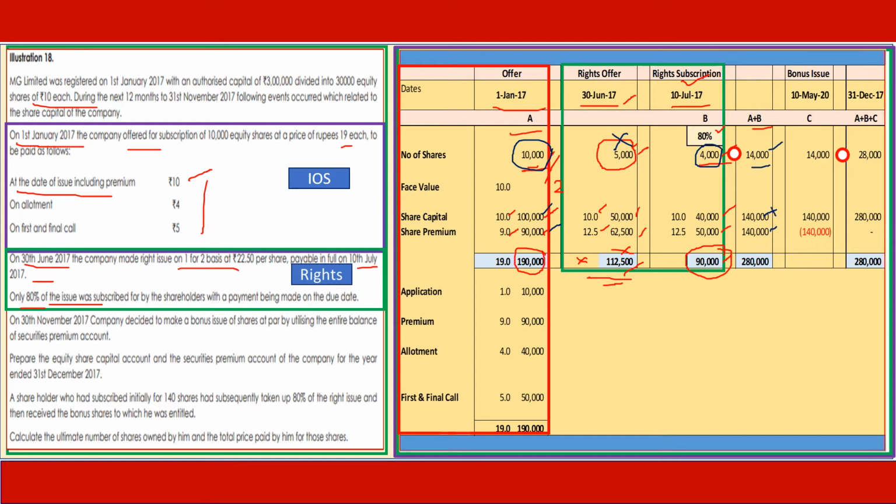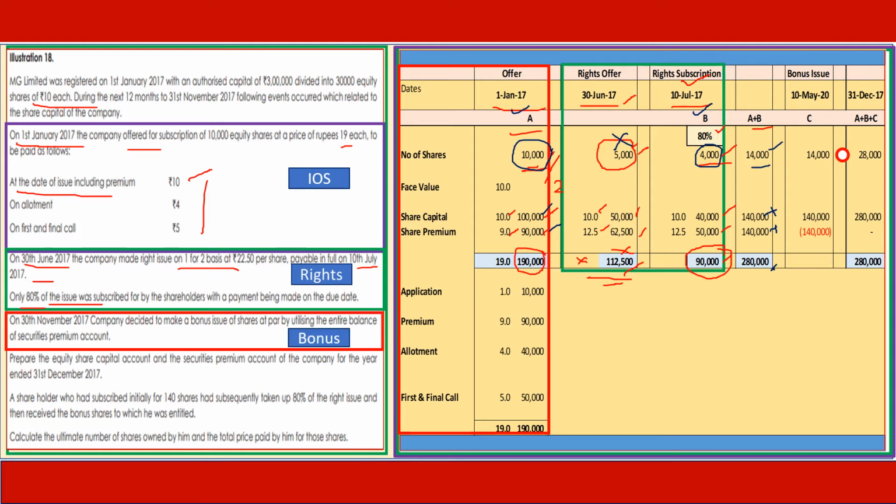1,40,000 is the capital at the rate of 10, and the total premium received is 1,40,000. We have in our books capital and premium to the extent of 2,80,000. This is what we are going to do, and we now know that the company has made an initial issue, it has made a rights issue, and its books show a premium of 1,40,000, capital of 1,40,000 against 14,000 shares.